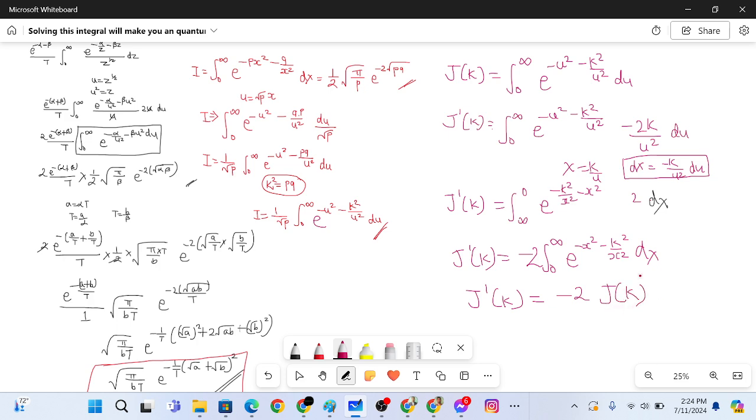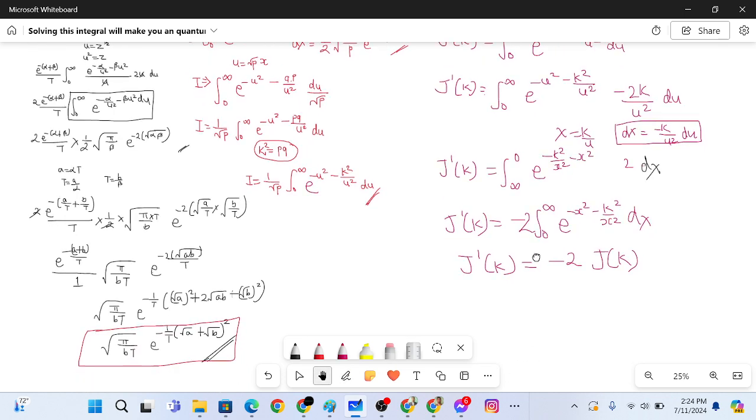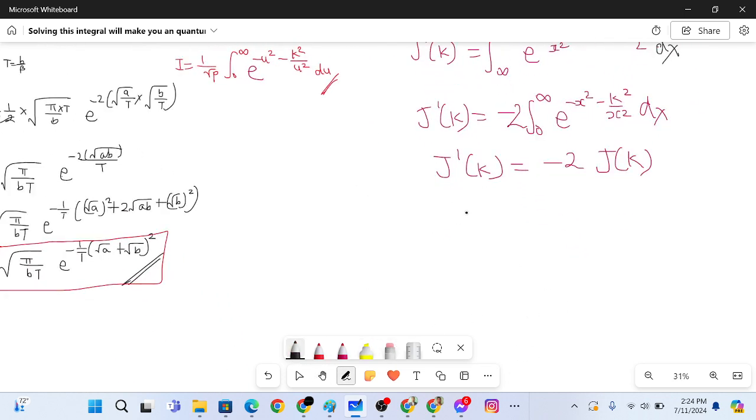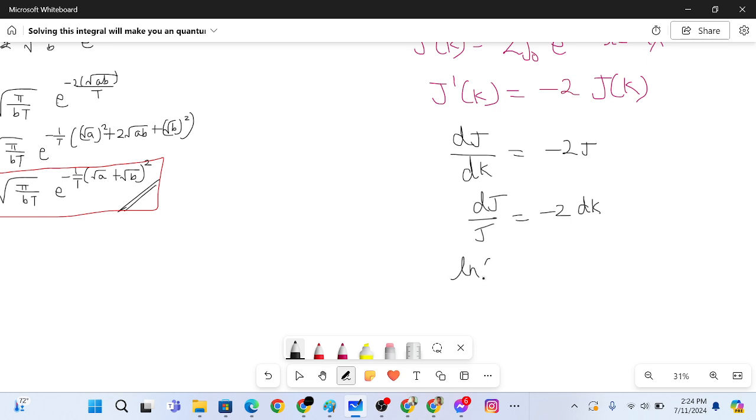You see that? This is an interesting observation that will help us to solve this integral, because now I can say that dJ by dk is equal to minus 2J. And then after that we will have dJ by J equals minus 2 dk, and after that this will be ln of J equals minus 2 times k plus some constant, so J will be equal to e to the power minus 2k times e to the power c.